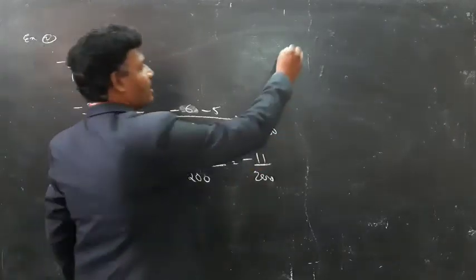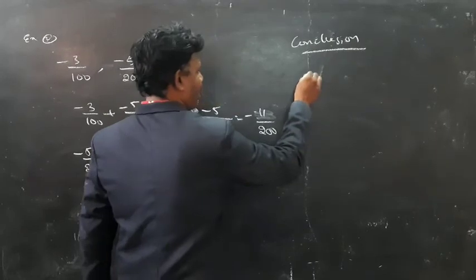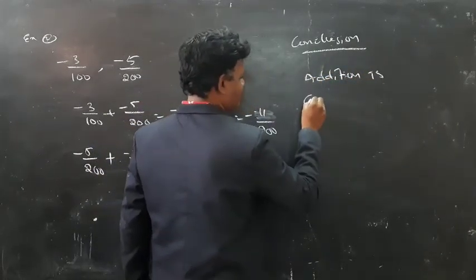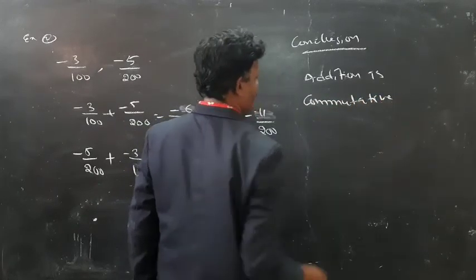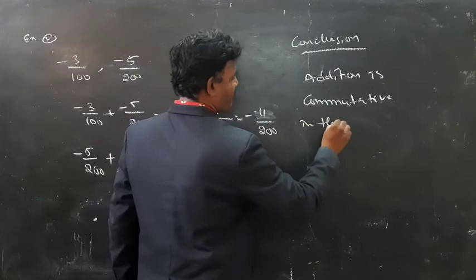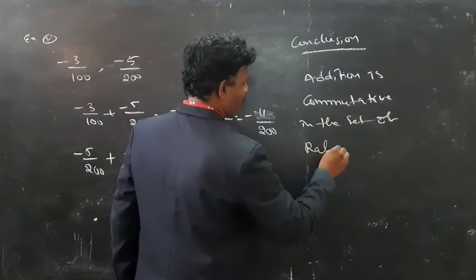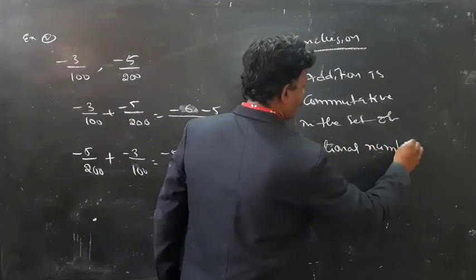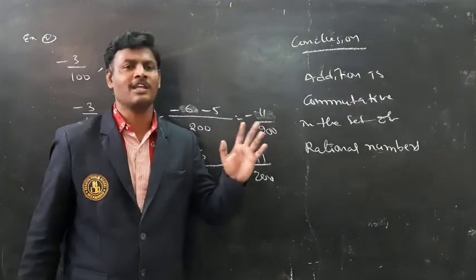So here, conclusion. Addition is commutative in the set of rational numbers.